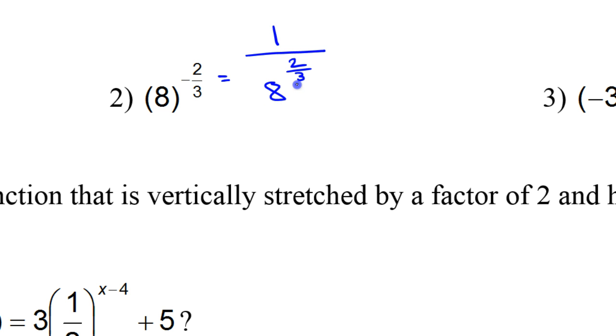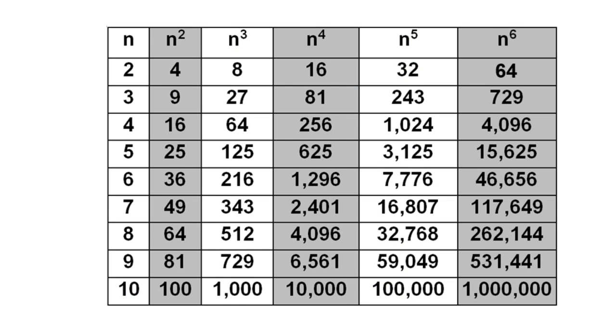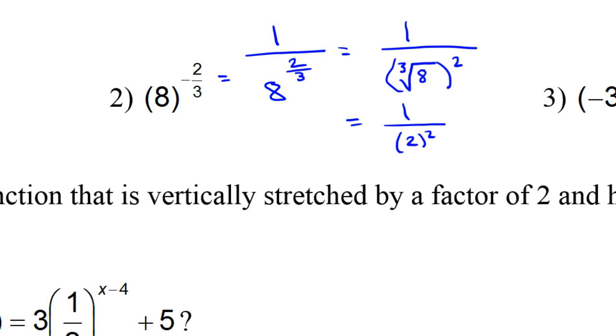Now, still power over root. So once again, we'll throw in the 1 over aspect, but 3 is the root, so we're talking about the cube root of 8. And then 2 is the power, so I'm going to square all that. So I've got 1 over the cube root of 8, which is 2. And again, if you need the chart, use it. The cube root of 8 is 2. And then 2 squared, of course, is 4. So the final answer will be 1 over 4.